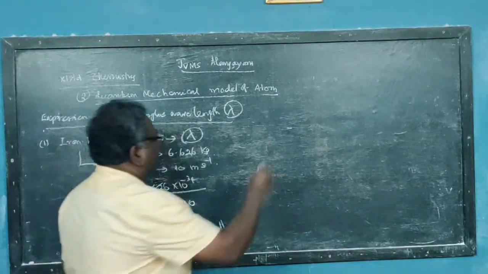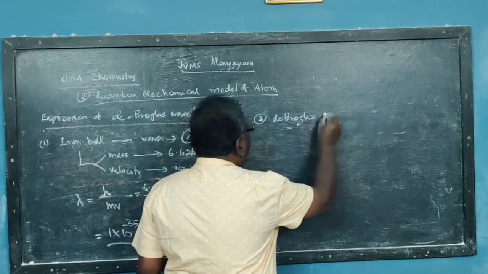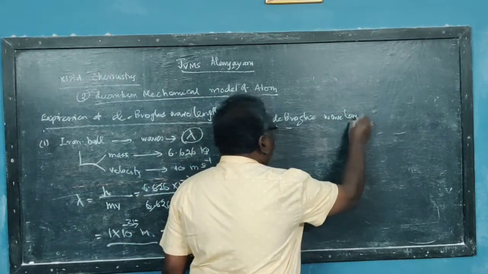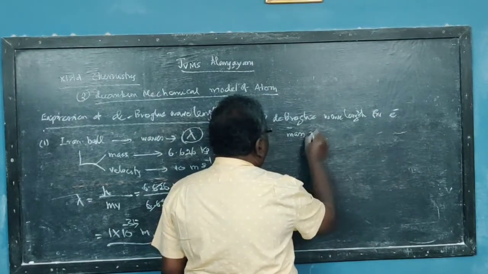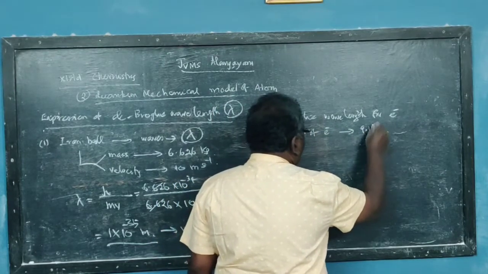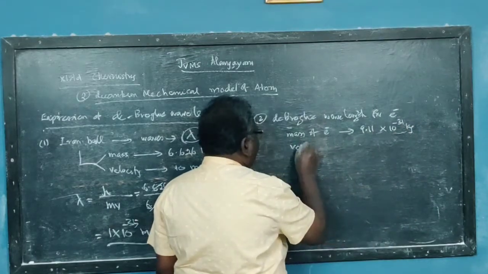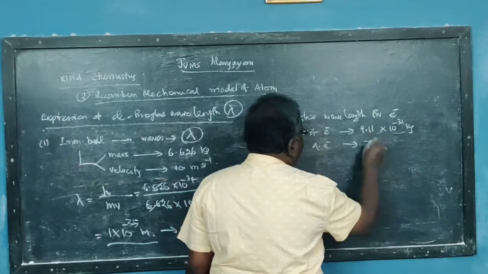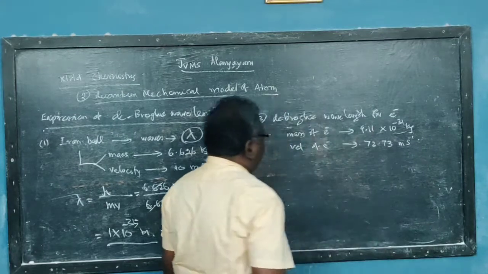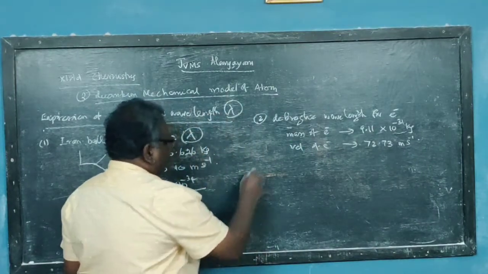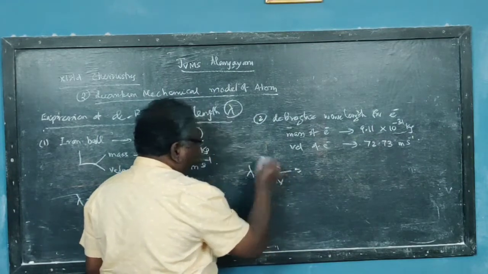Suppose we do it for an electron. De Broglie wavelength for an electron. The mass of an electron is 9.11 into 10 power minus 31 kilogram, and the velocity of the electron is taken as 72.73 meter per second. So this is velocity. Now how to calculate the lambda value? Lambda is equal to h by mv. What is h? h is Planck constant.